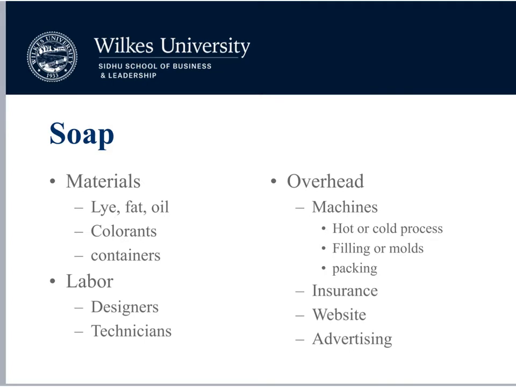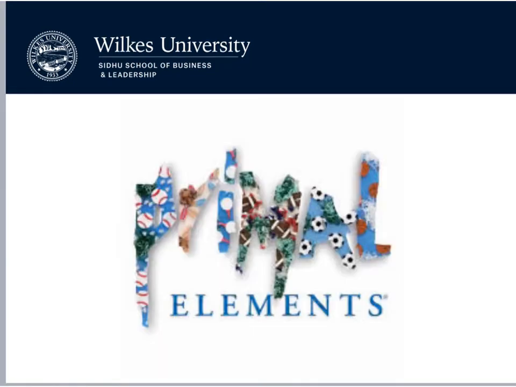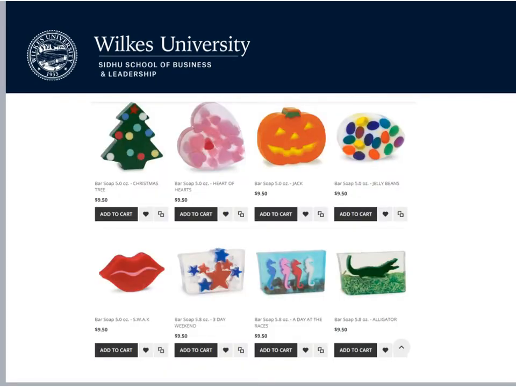We know how much material and how much labor goes into each batch of soap, but how do we allocate the overhead? How do we know how to allocate the utilities and depreciation from the machines? How do we allocate the insurance, the website advertising, and all other overhead expenses not listed here? Consider Primal Elements' soap-making production process. They have over 150 designs, and their soap is handmade.